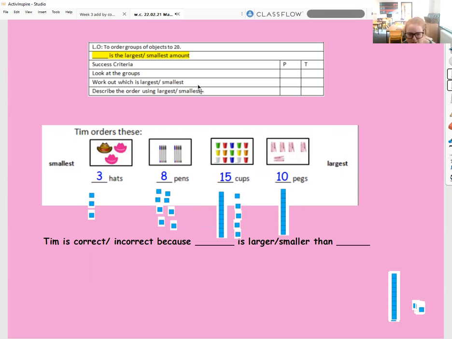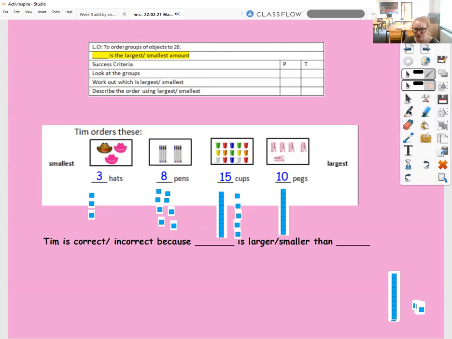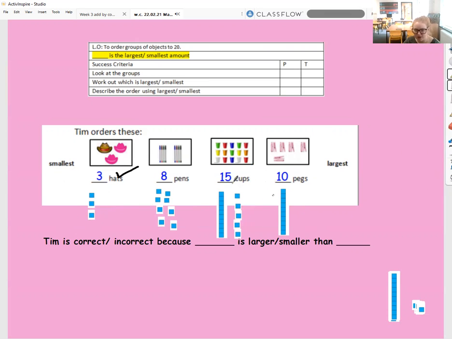So is 3 the smallest amount? Well, 3 has 0 tens and 3 ones, and that is smaller than 8 ones and 1 ten and 5. And it's going to be smaller than any number with 1 ten. So 3 is in the correct place, because 3 is the smallest number because it's smaller than any number that has a ten, because any number with 0 tens is smaller than any number with 1 ten. We know that 3 is smaller than 8. So our next number is 8.